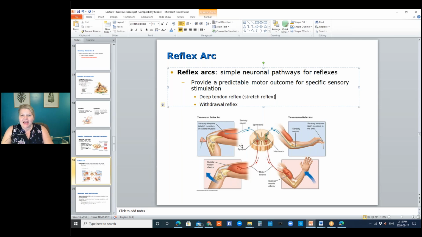the organism, right? And if it's detecting something that's causing tissue damage, the immediate reaction is to pull away before they even understand what's happened. There is an interneuron here that integrates between the sensory and the motor neuron in a withdrawal reflex.